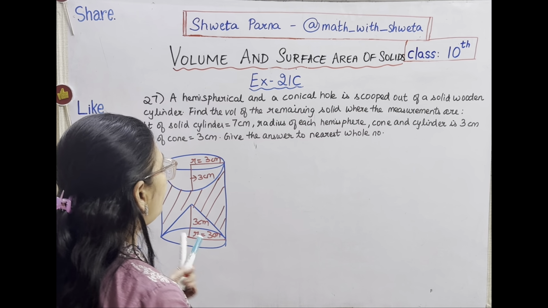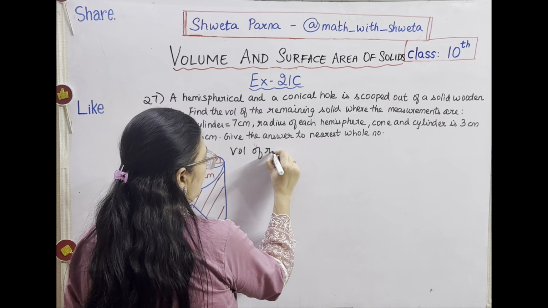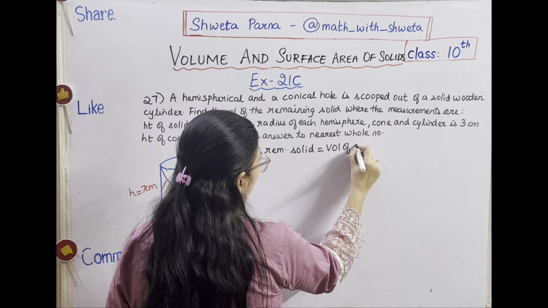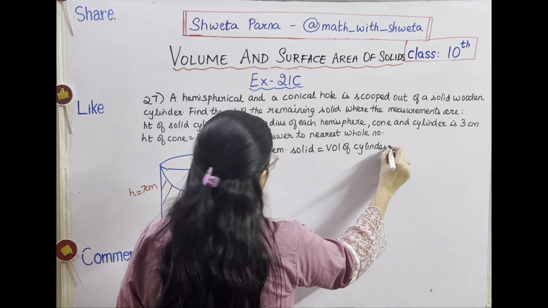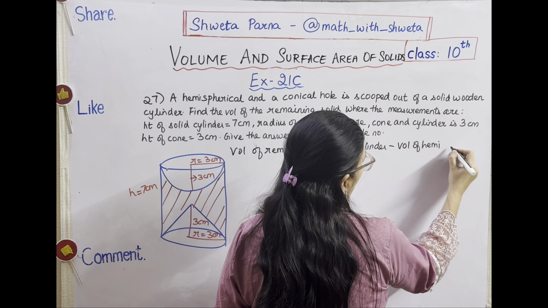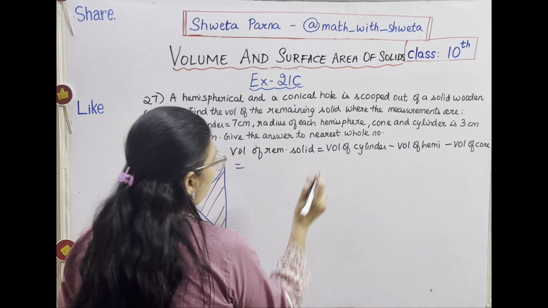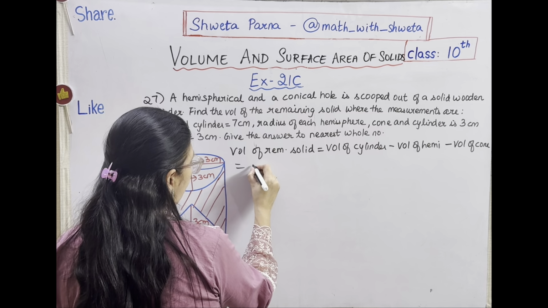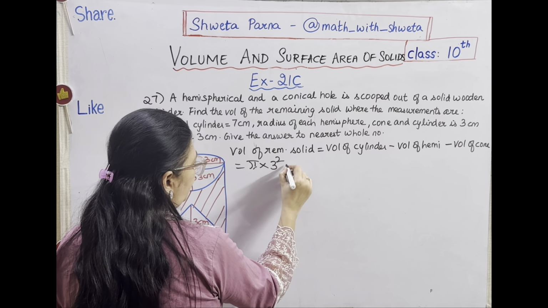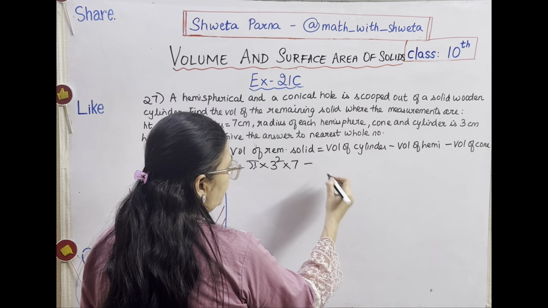So first, what is the formula? How will you find the volume of the remaining solid? So volume of remaining solid will be equal to volume of cylinder minus volume of hemisphere minus volume of cone. Correct? Chalo, what is the formula to find volume of cylinder? It is pi r square. R is what? 3. 3 square into height. What is the height of the cylinder? It is 7. Okay? Minus pi.